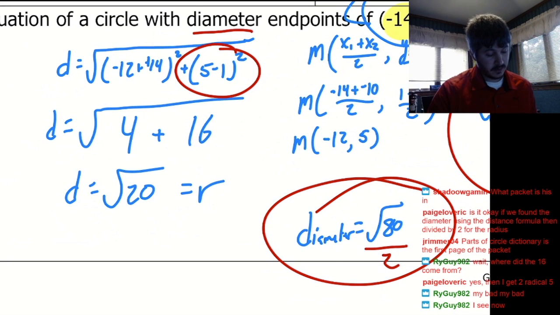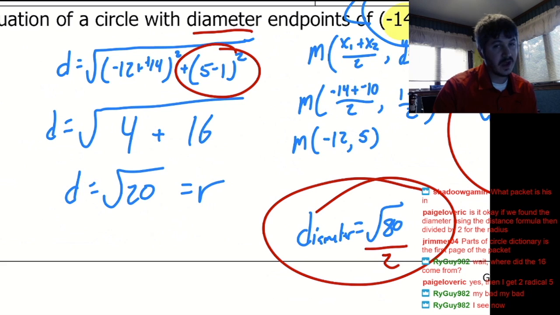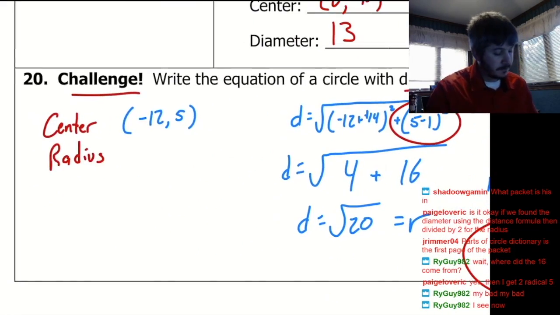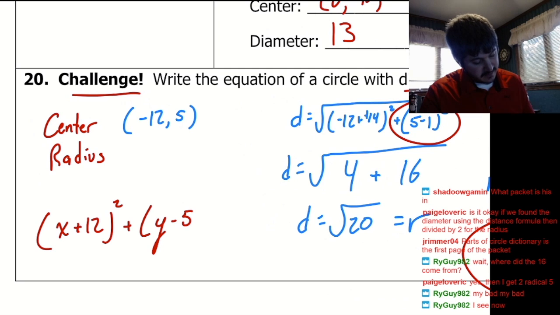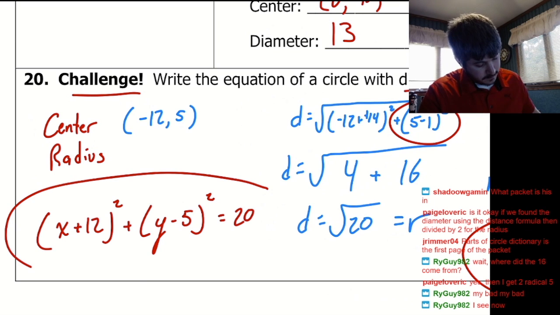Even though, look at the difference between these values, square root of 20 and square root of 80. That's 4 times away, which is typically what we'd see. Because when you plug back into the equation of the circle, you do need to square it. So the correct answer should be x plus 12 squared plus y minus 5 squared equals the square root of 20 squared, which is 20.